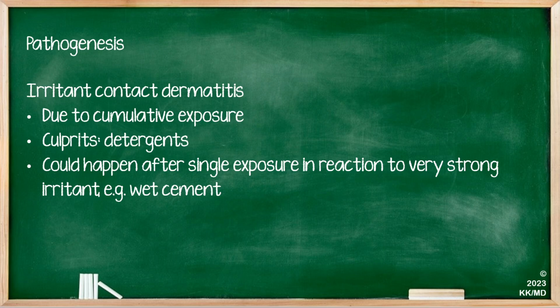As for the pathogenesis of irritant contact dermatitis, it's due to a cumulative exposure. The culprits are commonly known as detergents. However, it could happen after a single exposure in a reaction to a very strong substance, such as wet cement.